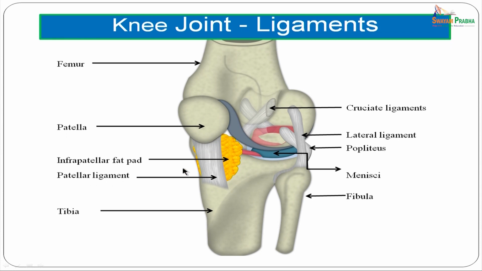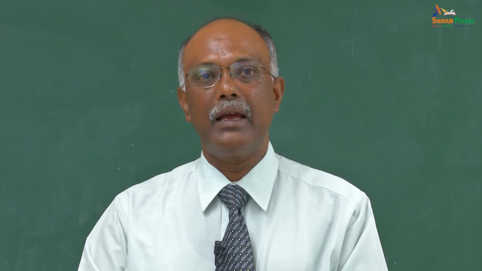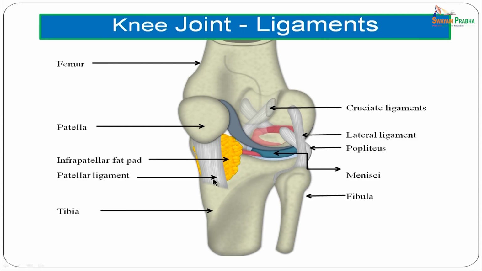extrinsic. Extrinsic ligaments are those which are located outside the joint capsule and reinforce the capsule from the outer aspect. Intrinsic ligaments are those which are located within the joint capsule. In this particular picture, you can see the patellar ligament, also called the ligamentum patellae, which is an extrinsic ligament. You can also make out a lateral ligament, which is also called the lateral collateral ligament. It's also called the fibular collateral ligament.